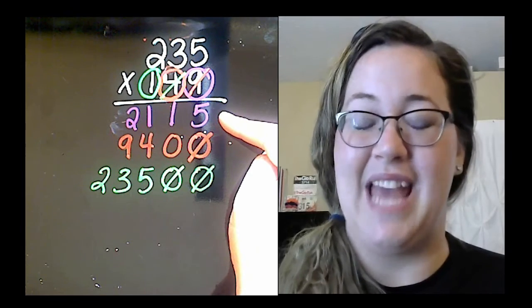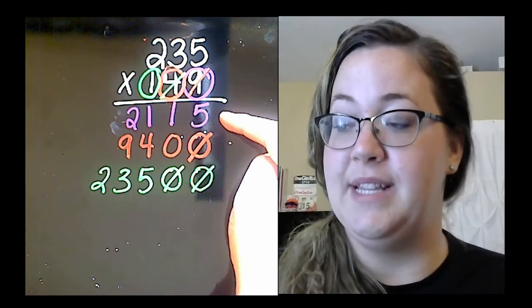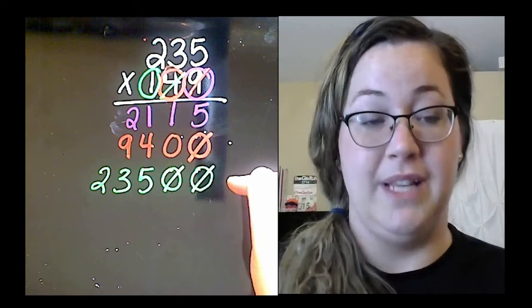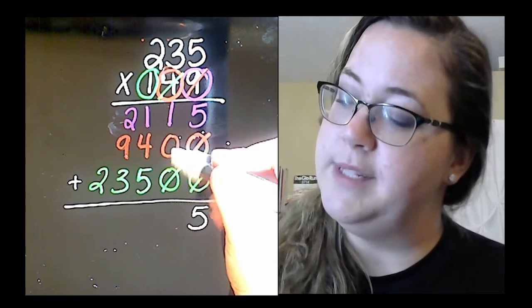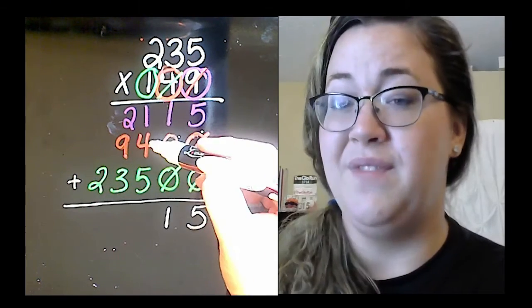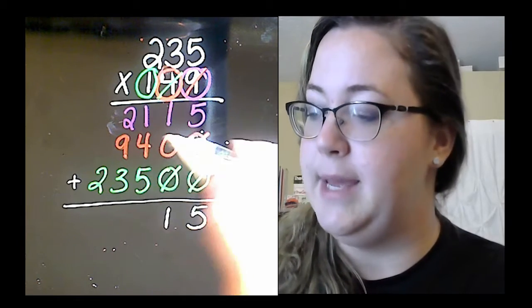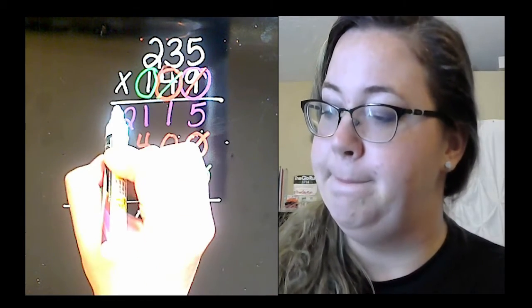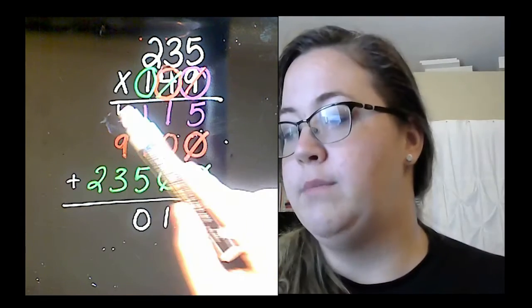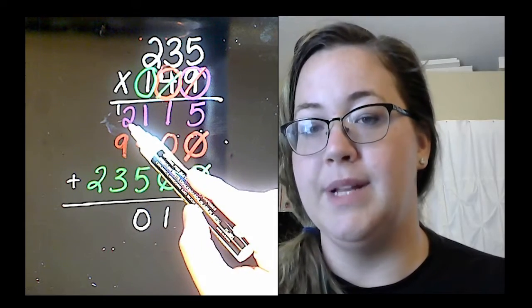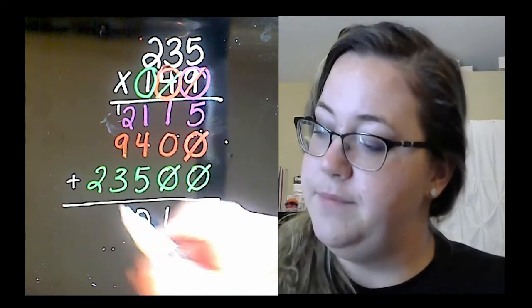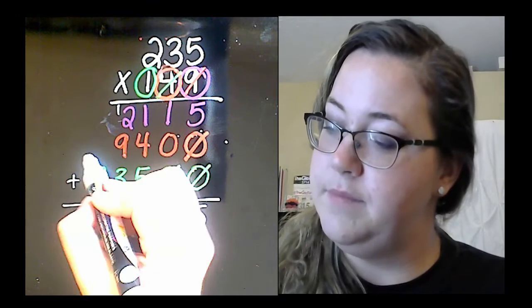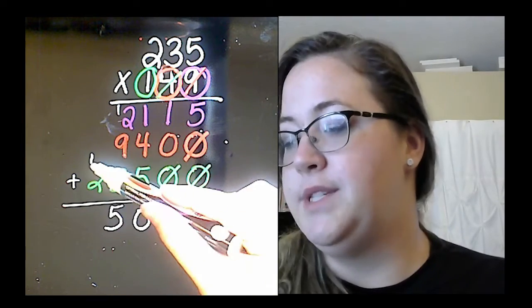Now all we have to do is add the product for the ones place, the tens place value, and the hundreds place value together. 5 plus 0 plus 0, 1 plus 0 plus 0, 1 plus 4 is 5, plus 5 is 10. 1 plus 2 is 3, plus 9 is 12, 13, 14, 15. And 1 plus 2 is 3.